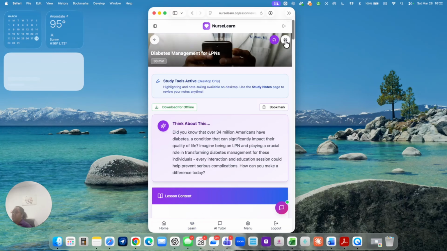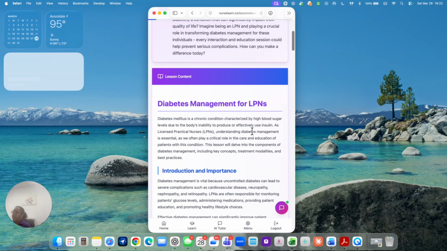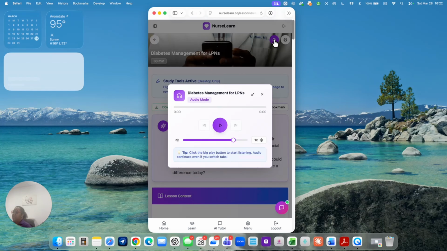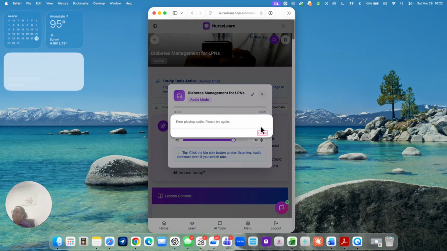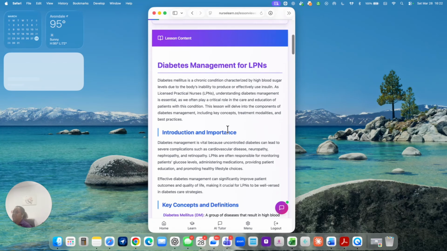So you have the capability of printing. It doesn't look that pretty, but it will print. You can download it for offline use. You can have it read everything on here. Let's see if it's going to work for us. Oh, it's going through my ear set. It's reading it. So that's an option. But here's your content.